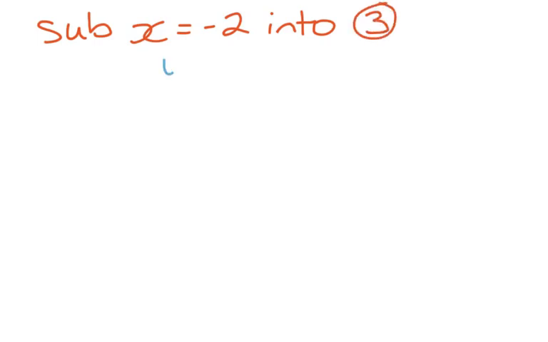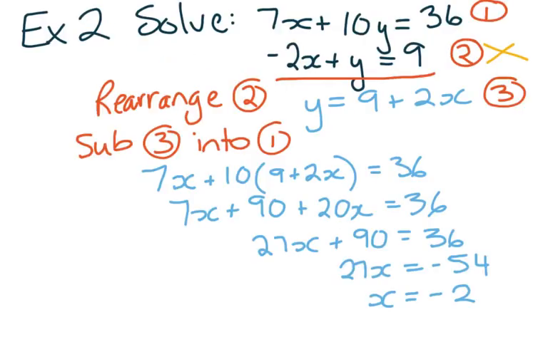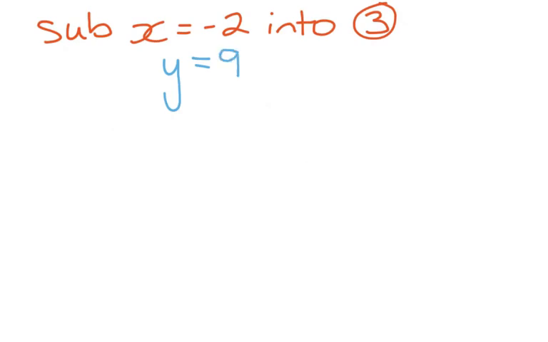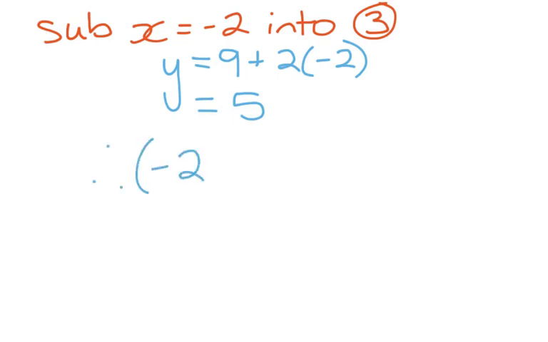So we would have y equals 9 plus 2 lots of negative 2. So 9 take 4, which gives us 5. So then our solution is (negative 2, 5).